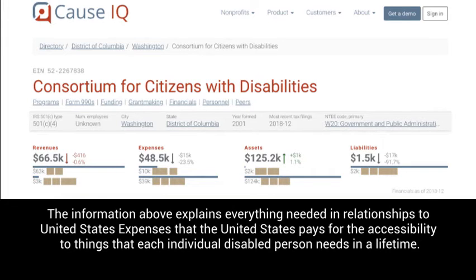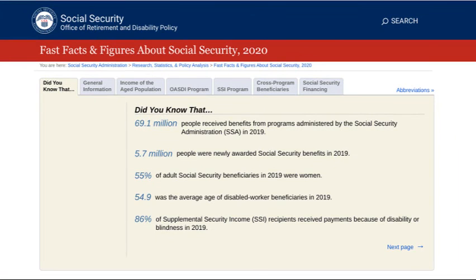The information above explains everything needed in relation to the expenses that the United States pays for the accessibility to things that each individual disabled person needs in a lifetime. The chart above explains the people who are already receiving Social Security, the new people who are getting Social Security, and the percentage of adults receiving Social Security. It also shows people's age and how many people are receiving supplemental Social Security. Receiving Social Security means that you are over the age of 65 or you have a disability.